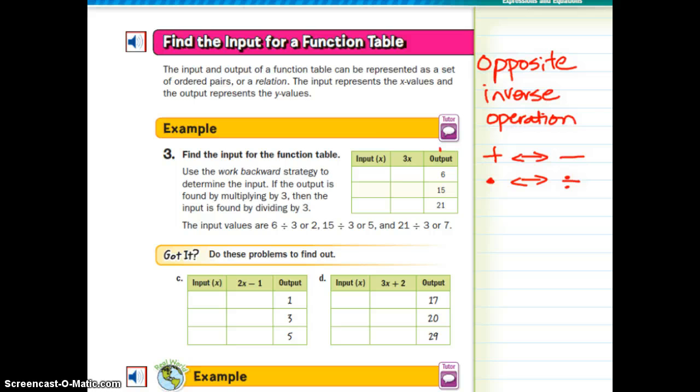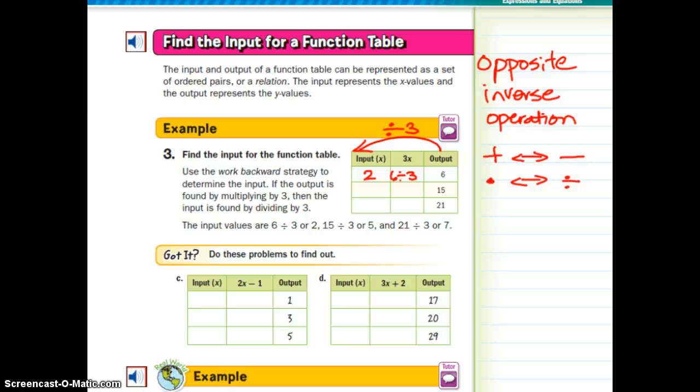So again, remember, it's the opposite operation to come back. So if I look at this equation, it says 3x, which is 3 times x. To go back, I'm going to have to divide by 3. Notice I'll put an arrow in the direction that I need to go. So in this case, I have 6 divided by 3, which is 2. And then if I go back the other way, 3 times 2 is 6. So it answers my question going back the other way.